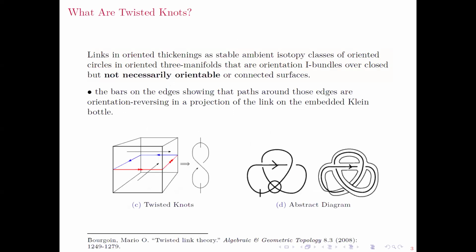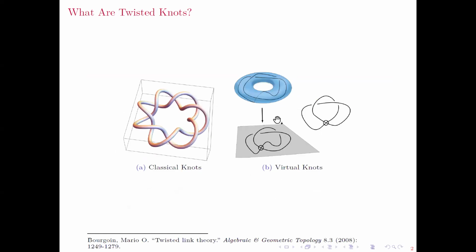Can you explain again what was the geometric interpretation of the bars? Yeah, so like in the virtual case, the surface was like a torus. Now the surface can be a Klein bottle or real projective plane, where the orientation can be reversed near the knot.